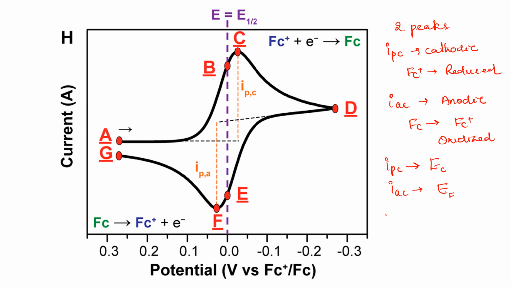Now E half is equal to EPC plus EPA by 2, or you can also say the cathodic and anodic, the reduction and oxidation peak voltages divided by 2, and this is the standard redox potential, the redox potential of the material.